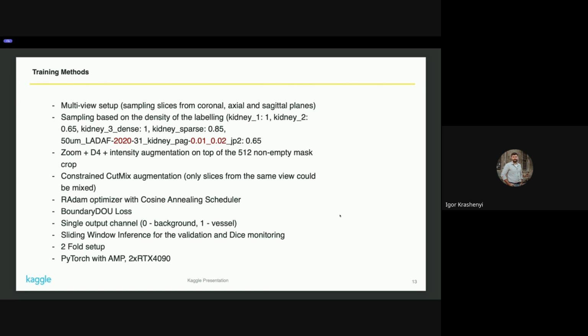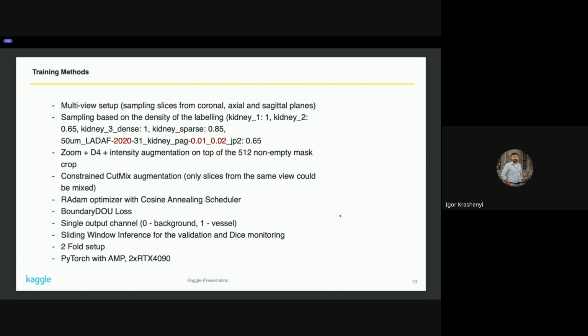As optimizer, I chose RAdam with a cosine annealing scheduler, and the boundary difference over union loss was used there, modified for the binary segmentation task, because the original was for multi-class. The output was just a binary prediction. For inference, I used the sliding window from the MONAI library, which had Gaussian mixing on the edges of the crop.